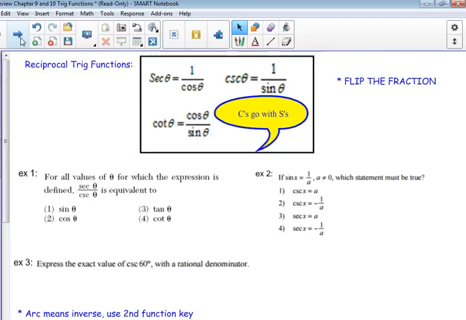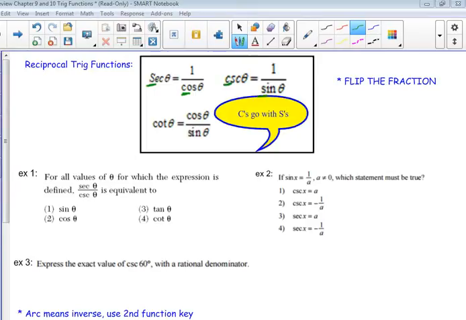Alright, reciprocal trig functions. Just a quick go over these. If you are having trouble memorizing them, the secant goes with the cosine, right? C's and S's go together, so the cosecant is really the sine reciprocal. Cotan's a little bit tricky. I remember co and then co, so that kind of helps you with the order.